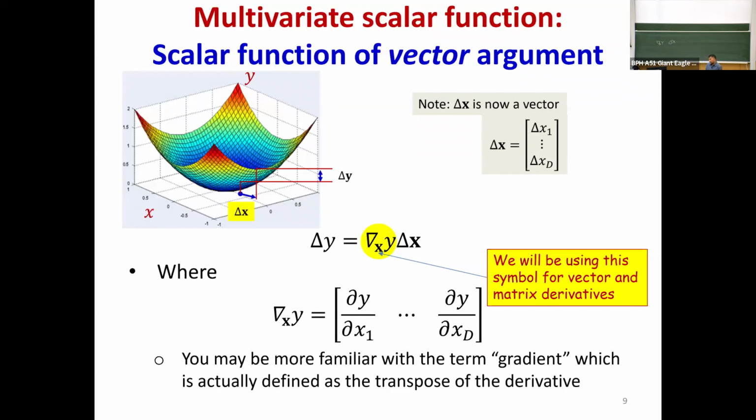What can you tell me about this guy? What does this vector of partial derivatives represent? We know it's a vector of partial derivatives, but what does it represent? Anybody know? Anyone? Yes? The gradient? It's the transpose of the gradient by definition, but what does it mean?